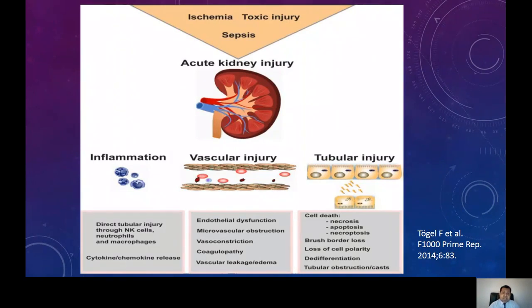and later they will affect the concentrating ability of the urine. Therefore, whatever the cause, whether it is ischemic, toxic, or sepsis, there are three main aspects to the pathology of acute kidney injury: the inflammation, vascular injury, and the tubular injury.